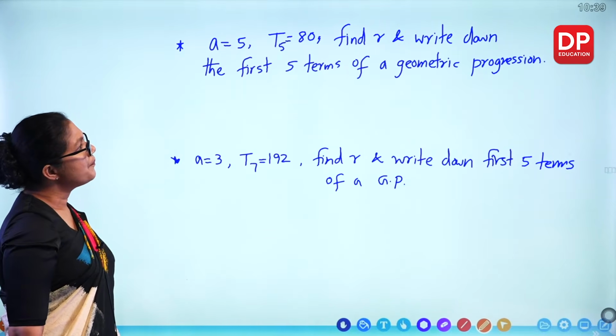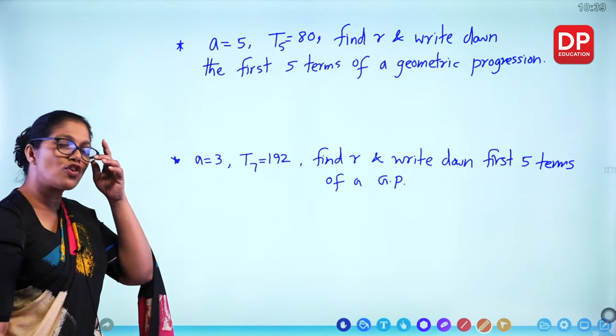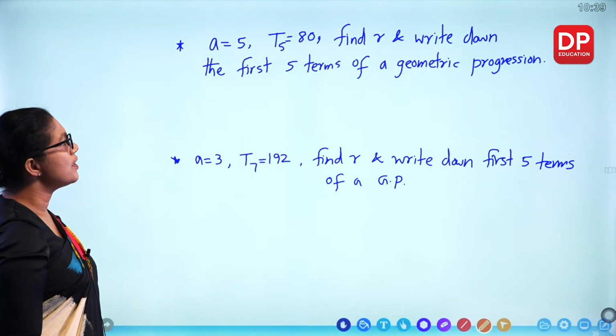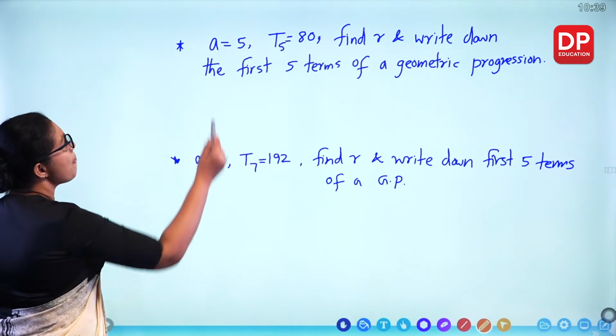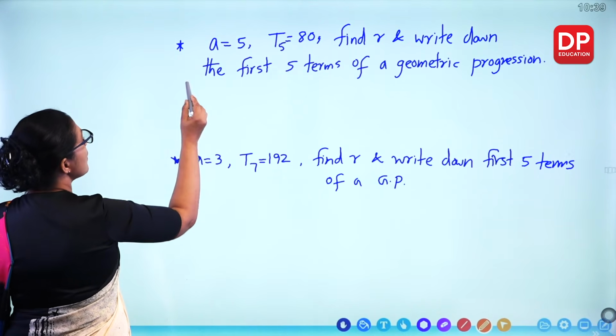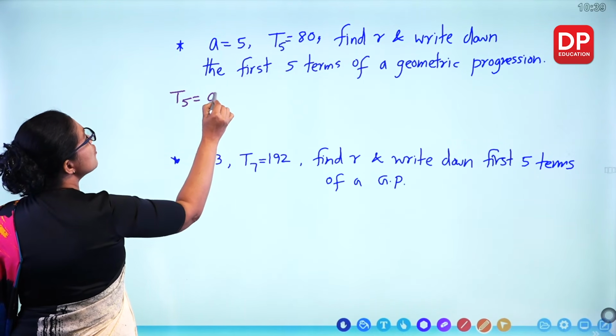Look at this one. Find r and write down the first 5 terms of a geometric sequence. So first we need to find r and write down the 5 terms of a geometric progression. T5, the fifth term, is given. So T5, how can I write? ar to the power 4.